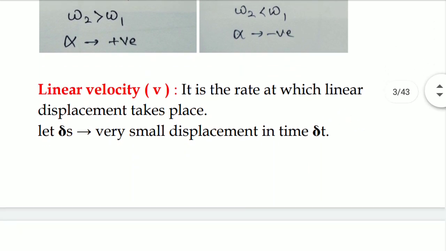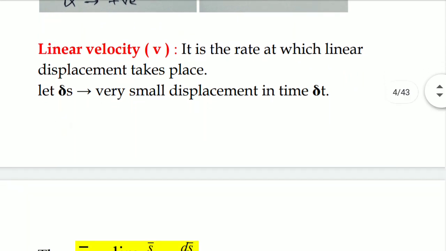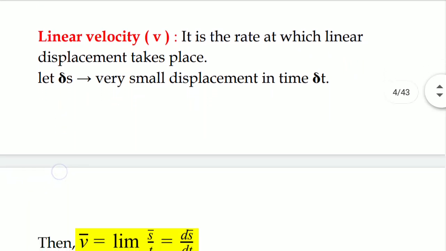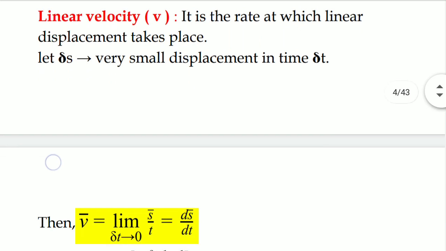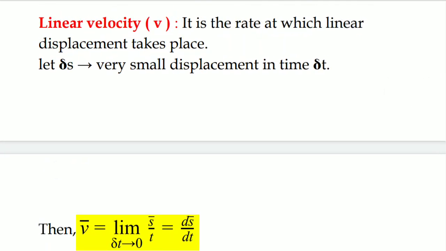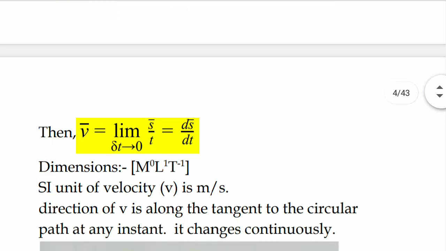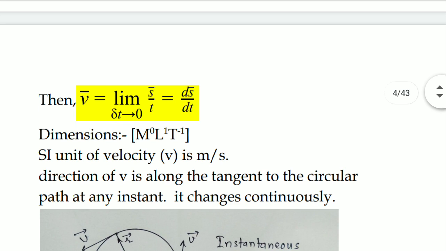We then define another important term in case of circular motion of a particle, that is called linear velocity. As defined earlier, linear velocity is the rate at which linear displacement is taking place. And if at all delta s is very small linear displacement taking place in time called as delta t, then we have got v is equal to limit as delta t tending to 0, delta s by delta t can be considered as ds by dt.